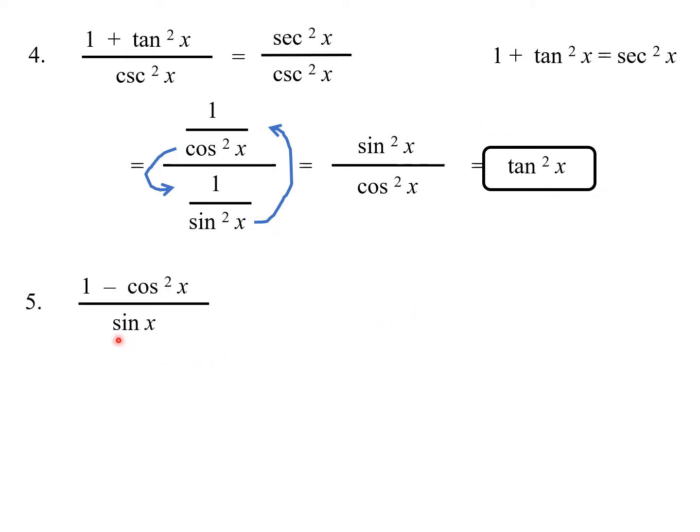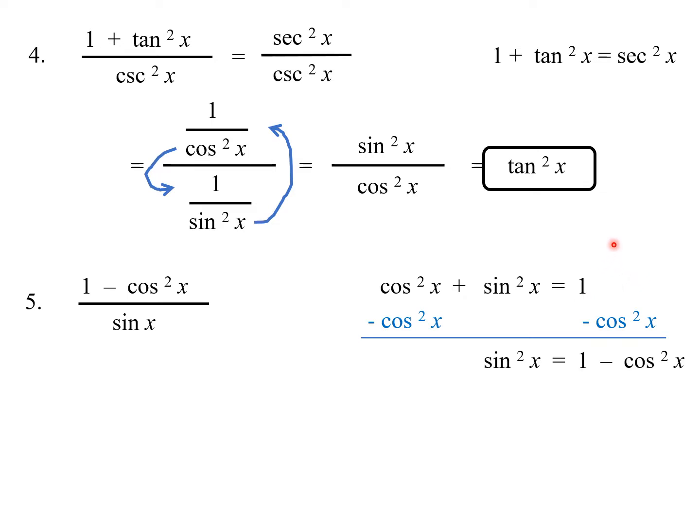What about this one? Well, over time, you will recognize that 1 minus cosine squared of x really can be simplified using our Pythagorean identity, cosine squared plus sine squared equals 1. Because if I subtract cosine squared of x from each side, then what we get is the sine squared is equal to 1 minus cosine squared. And then I can substitute in the sine squared for 1 minus cosine squared. And I get this, okay?